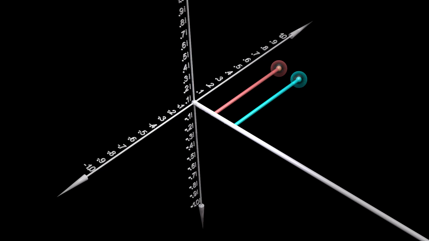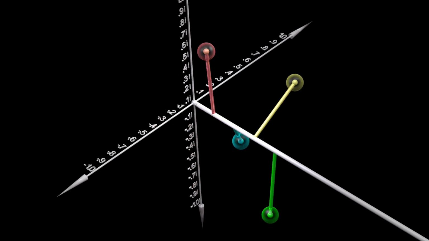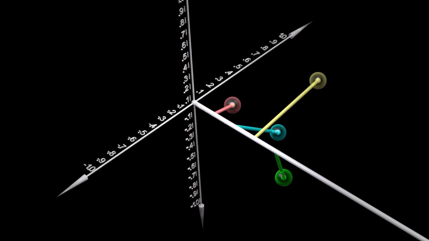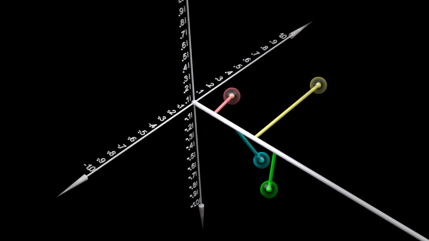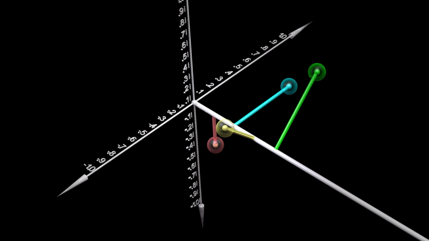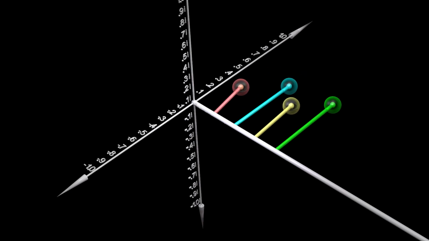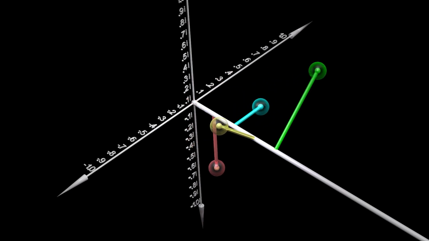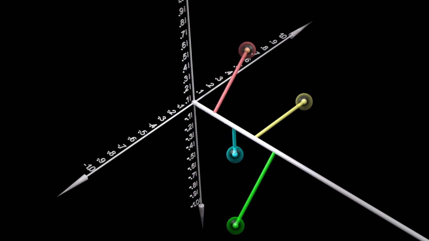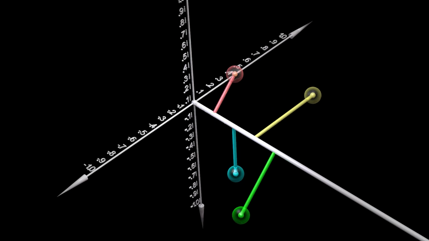Let's now consider a four-dimensional vector with four complex coefficients. Each coefficient is represented by one of these four spheres. Each of these four lines need to be thought of as all being perpendicular to each other in a higher dimensional space. The length of each line represents the magnitude of each coefficient. The sums of the squares of the lengths of these four lines must be equal to the square of the length of the total vector, which is always equal to 1.